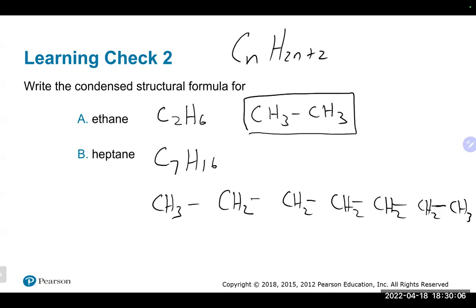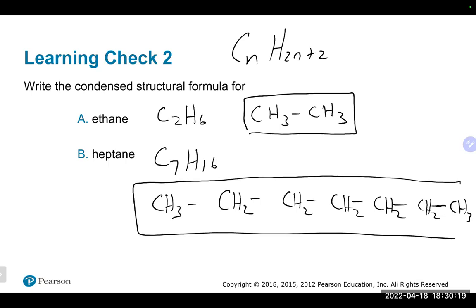It's a really good way when you're drawing things to start with just the carbons and kind of fill in the hydrogens and everything else. It's a really good way of doing that. Any questions on that there? Okay. Yeah. It is heptane, yeah.